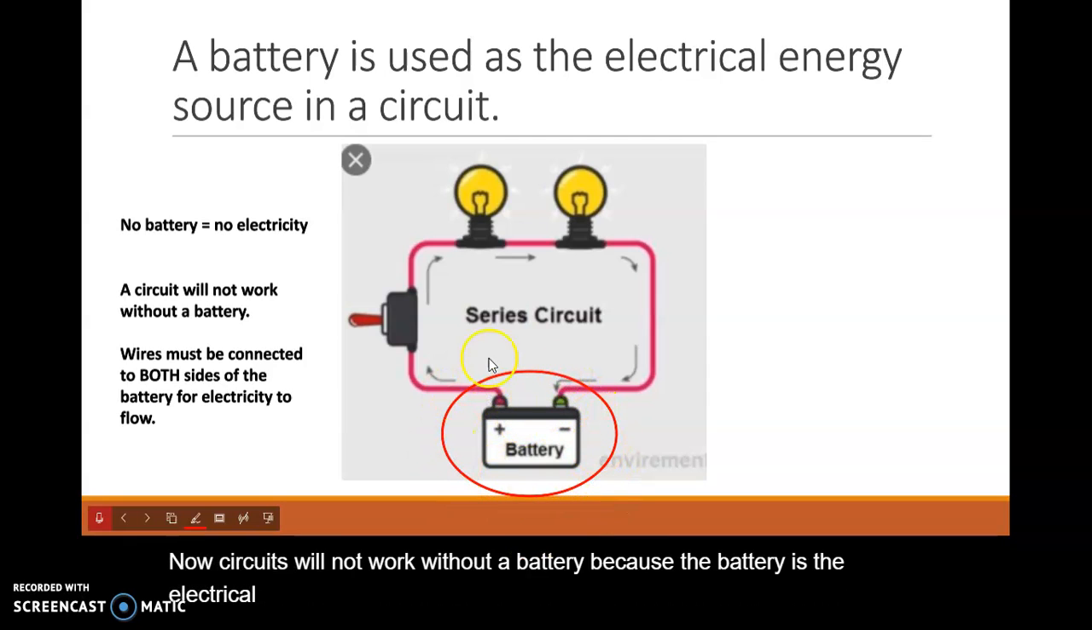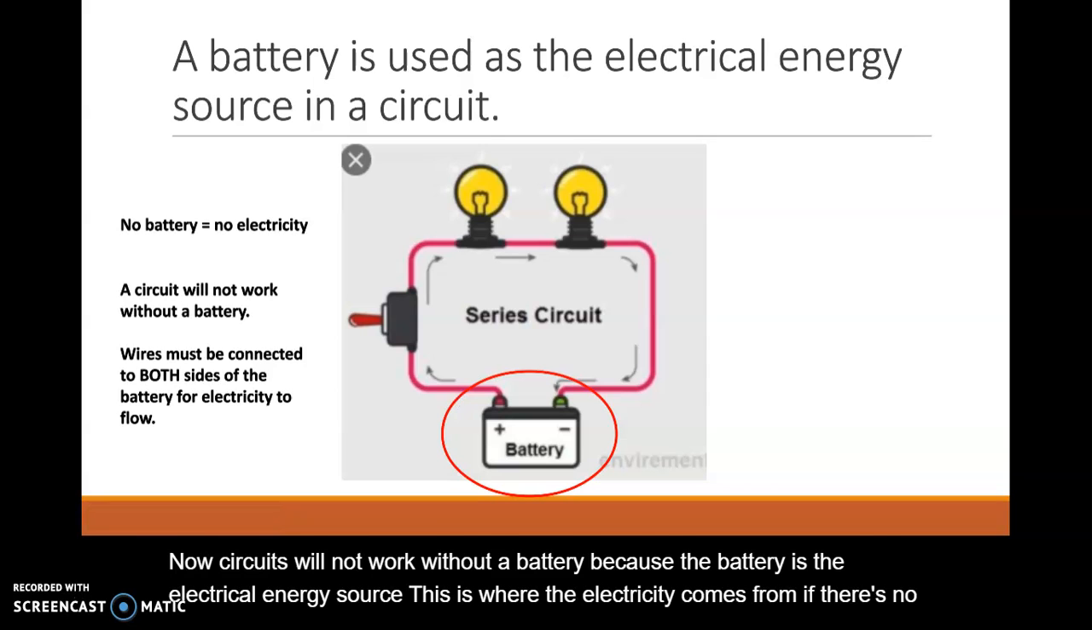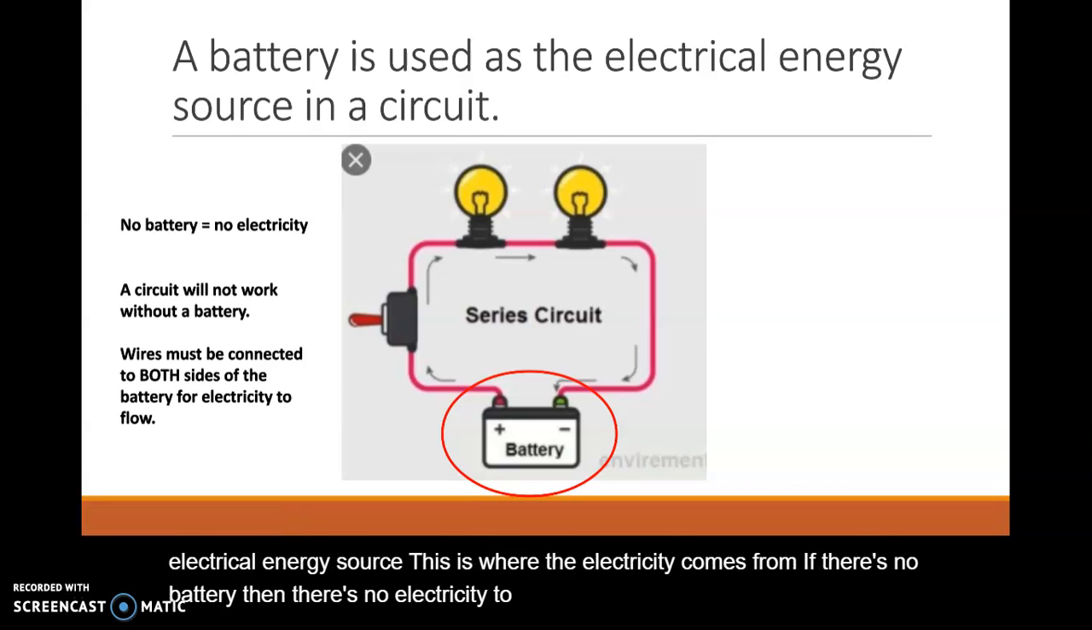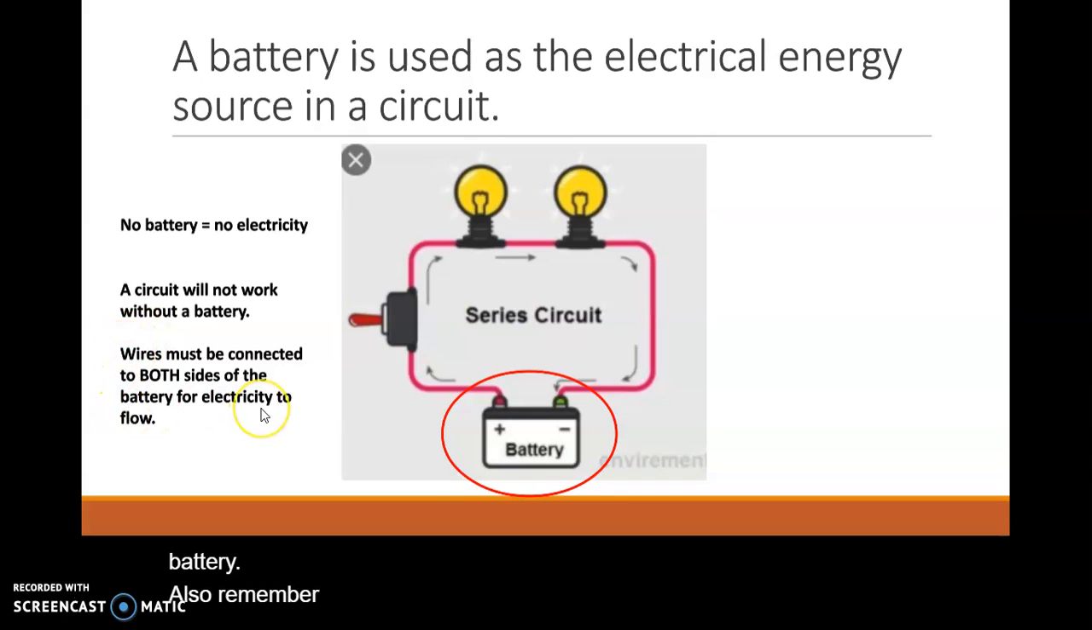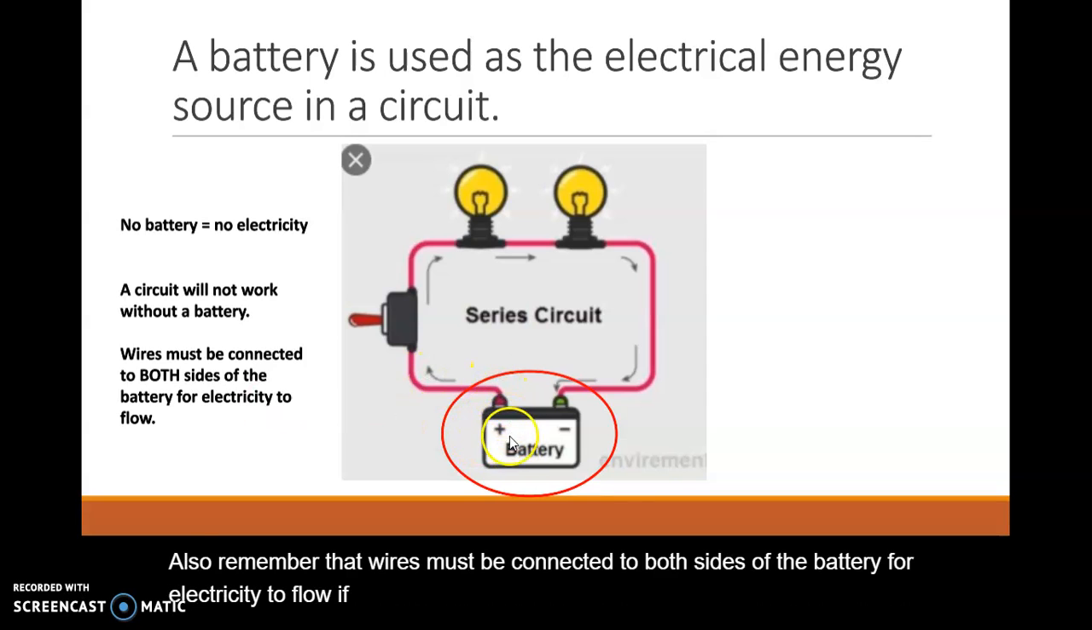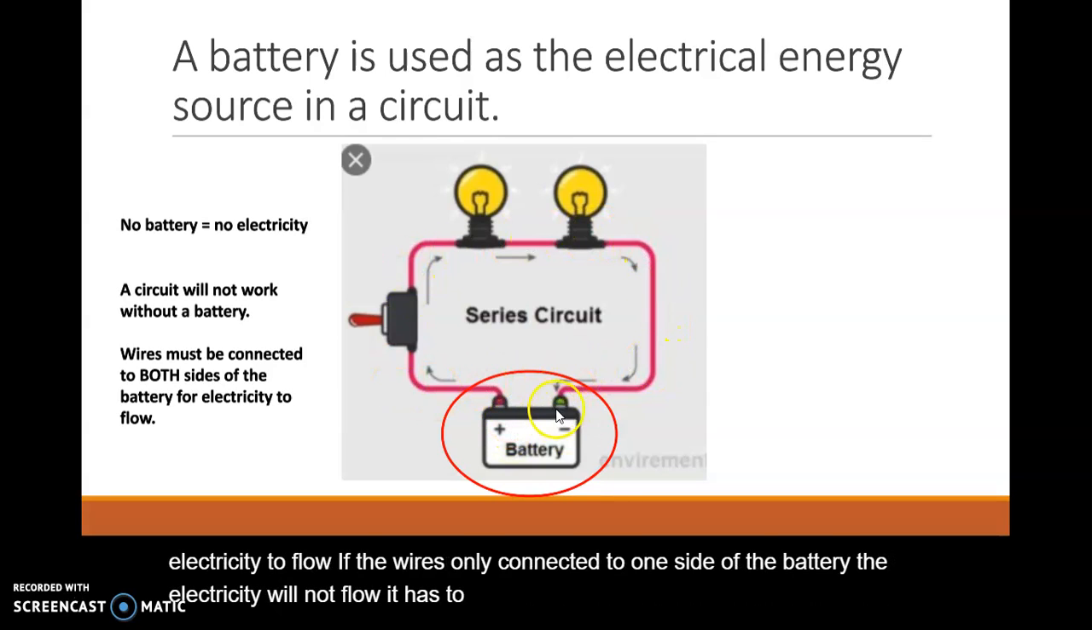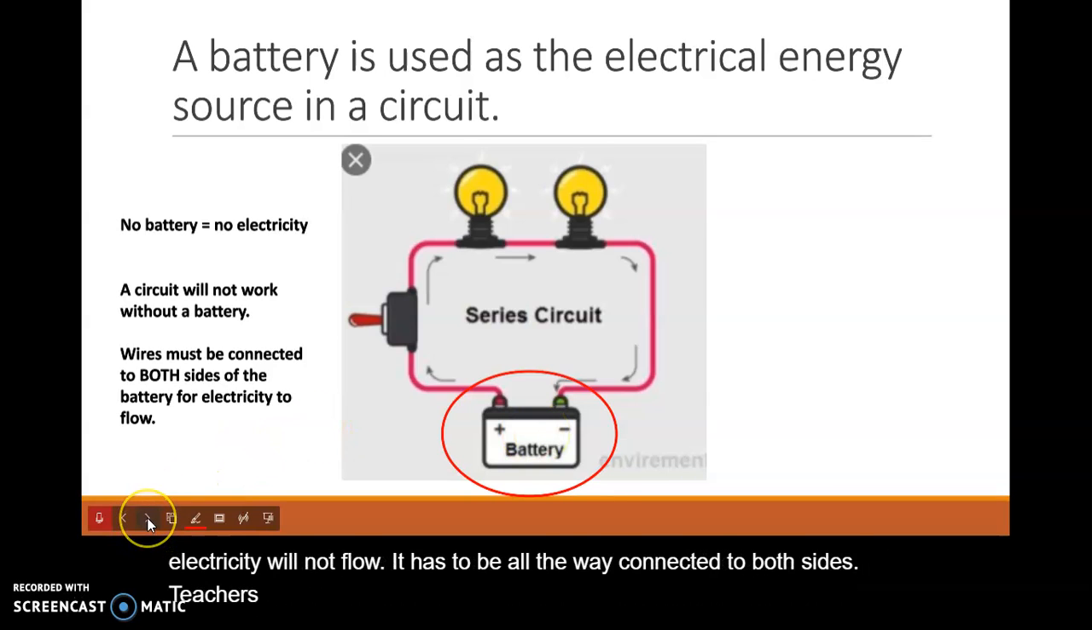This is where the electricity comes from. If there's no battery, then there's no electricity to flow. A circuit will not work if there's not a battery. Also, remember that wires must be connected to both sides of the battery for electricity to flow. If the wire is only connected to one side of the battery, the electricity will not flow. It has to be all the way connected to both sides. Teachers, have students write this in their journal.